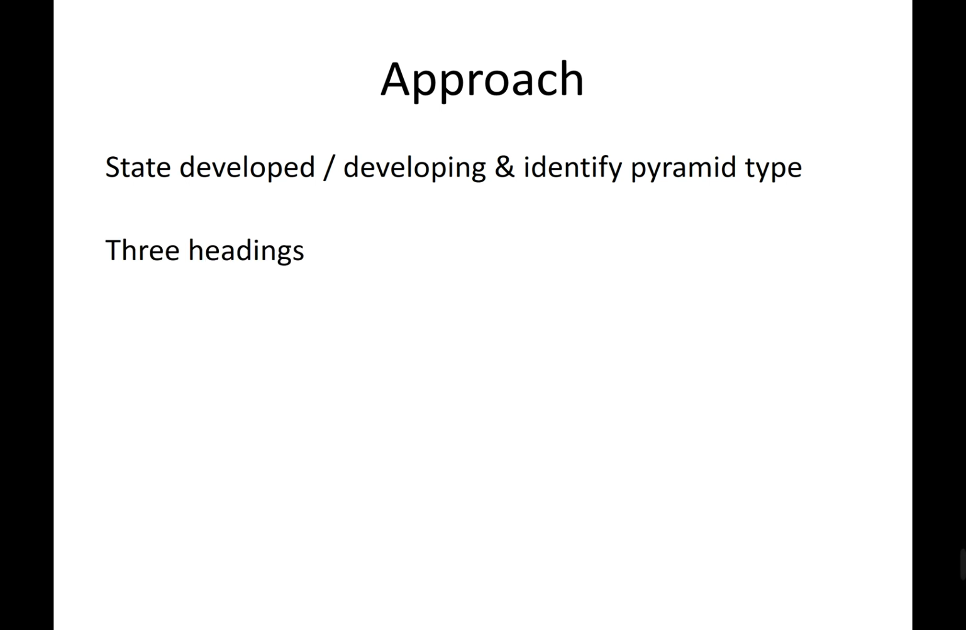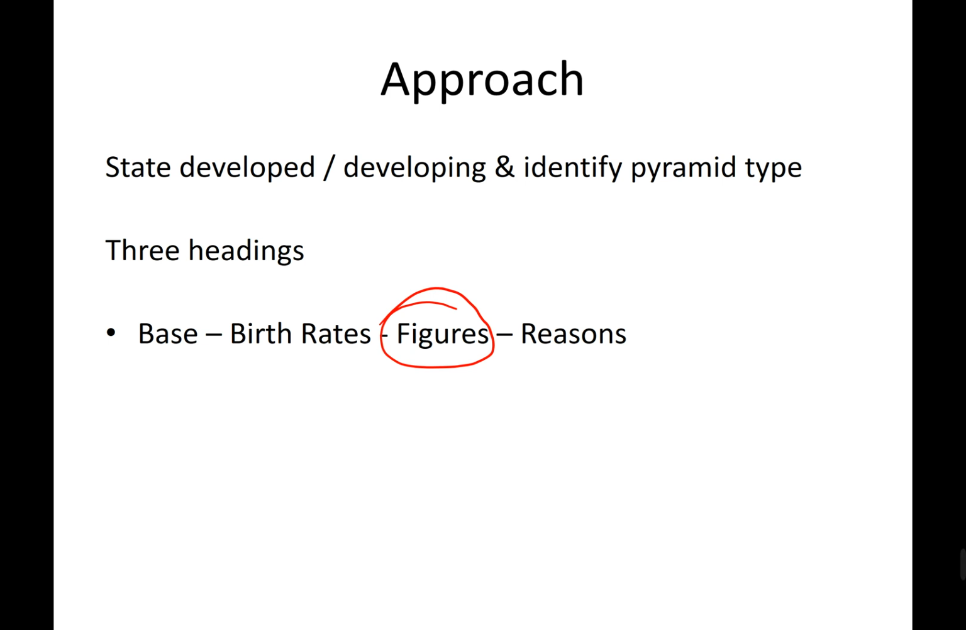All right, then you use 3 different headings to contrast the structure. Okay, so the first heading is the base. So you're looking at the base of both of them and you're comparing them and contrasting them. You're linking this in with birth rates. Now, this is what we didn't do in the sample answer. Then you're talking about the figures. So, for example, this is the only one I'm going to give you. The base of Tanzania is much wider than the base of Germany, which would indicate Tanzania has a much greater proportion of children than Germany.